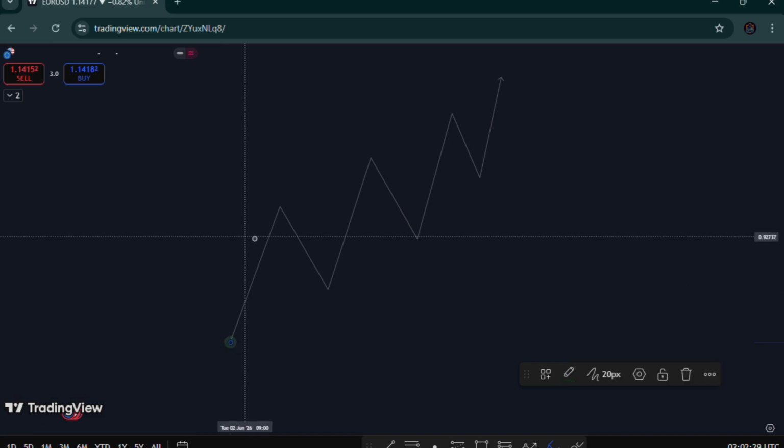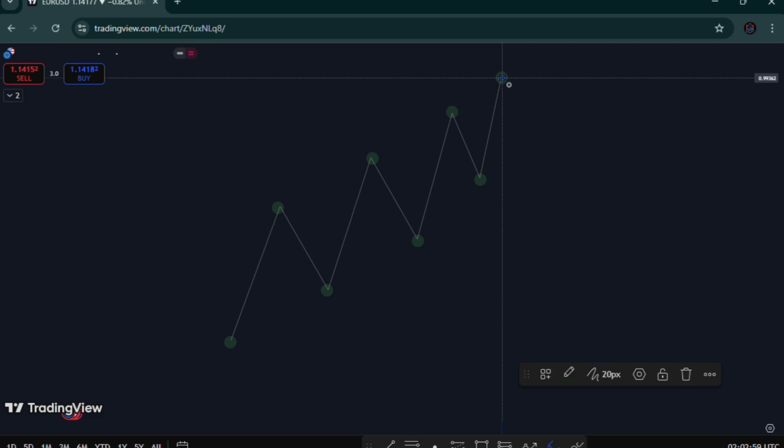This to be a swing low, this to be a swing high, this to be a swing low, this to be a swing high, this to be a swing low, this to be a swing high, this to be a swing low, and this to be a swing high. So these swing structure points are known as the external swing points of the market structure.